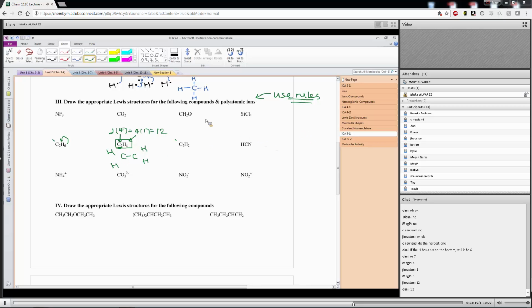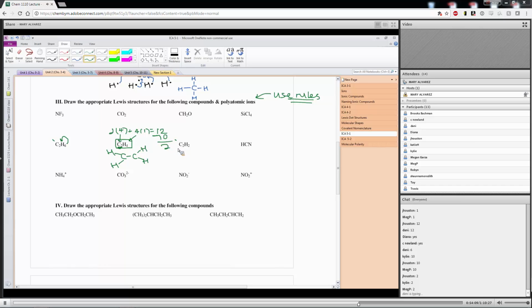And that's step 2. Step 3 says, let's connect everything with single bonds. So now we have a single bond between my 2 central atoms and then single bond between my central atoms and my exterior atoms. Everybody feel pretty good about steps 2 and 3 for this one? Okay. How many electrons have I used so far? And so how many more do I have left over? I have 2. Sorry, I've used 10. I've got 2 left over.